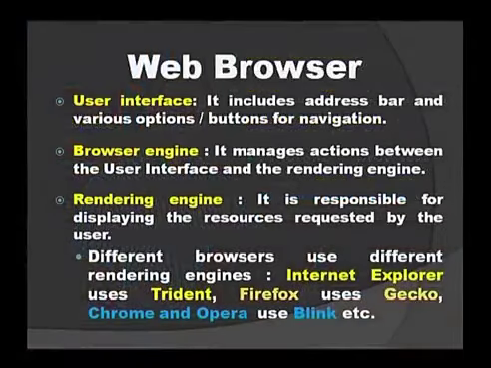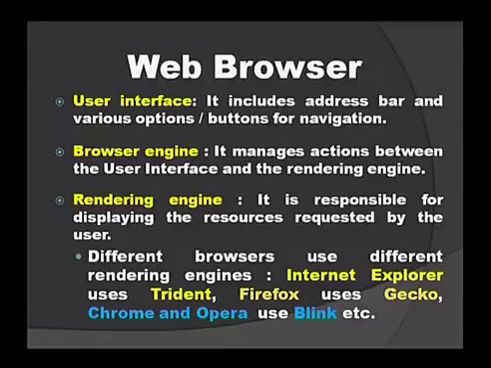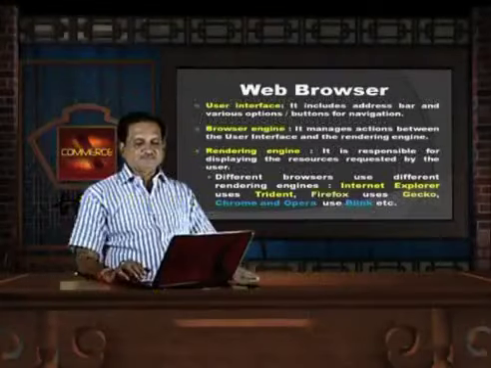The third component is the rendering engine. It is responsible for displaying the resources requested by the user. Different browsers use different rendering engines. For example, some of the browsers I have narrated over here. First, Internet Explorer uses Trident as a kind of rendering engine. Firefox uses Gecko. Chrome and Opera use Blink, etc.